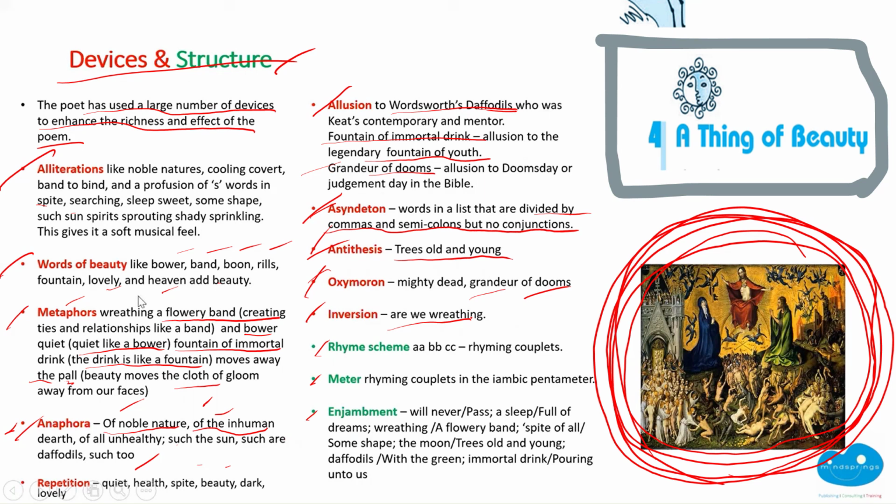Enjambment is when the line doesn't end in a full stop but passes into the next line. So the whole poem has lots of enjambment. There is a flow of thought, which is a really nice way of making the poem easy to read. This is some of the devices and structure. "We will never pass a sleep full of dreams, reading a flowery band, spite of all some shape, the moon, trees, old young, daffodils with green immortal." There is no full stop, it's a flow: enjambment.